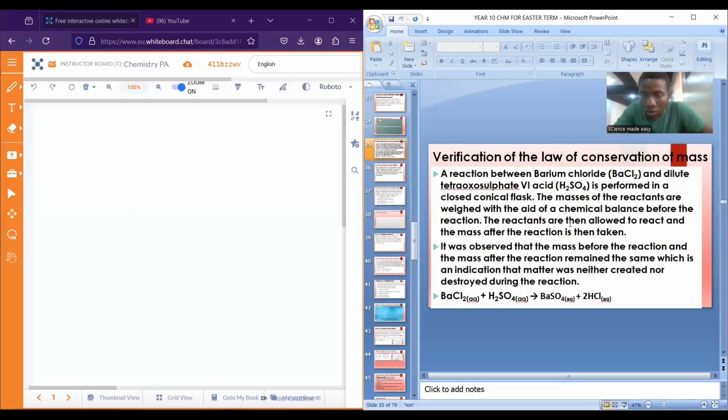And it's also one of the things used to tell us that the mass before reaction is the same as the mass after reaction. That means after you add BaCl2 and H2SO4 together, the mass they have before the reaction is the same mass they have after the reaction.